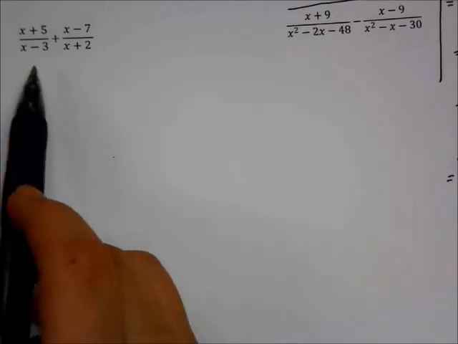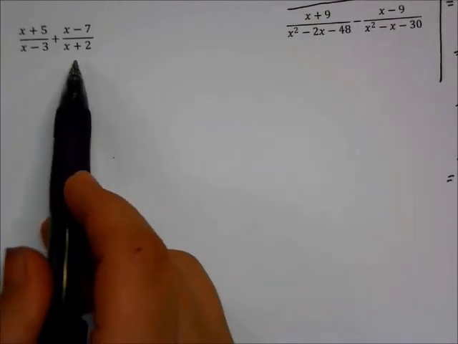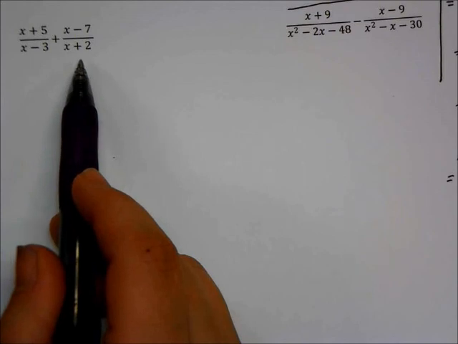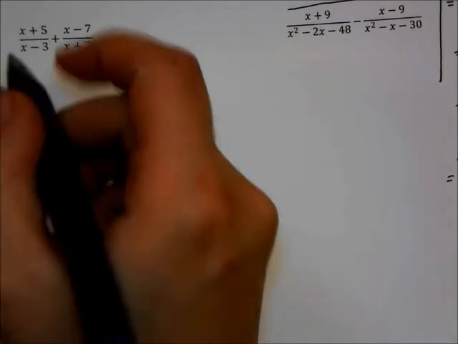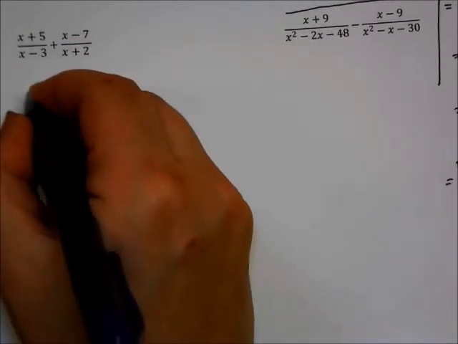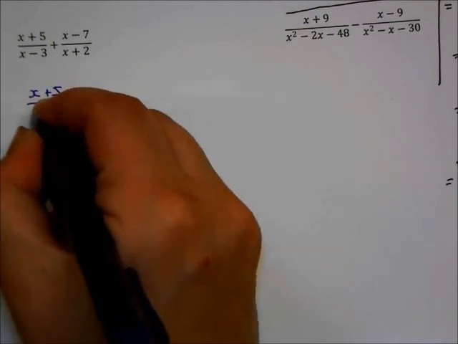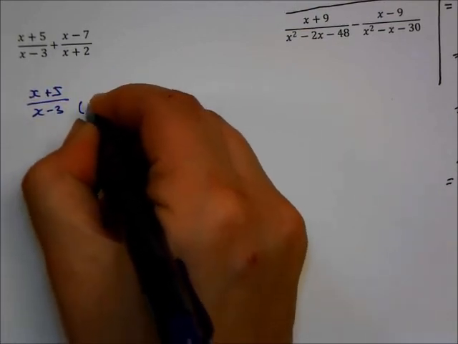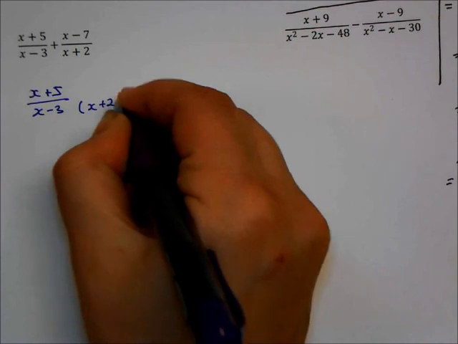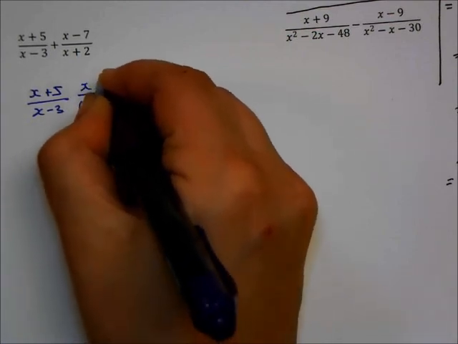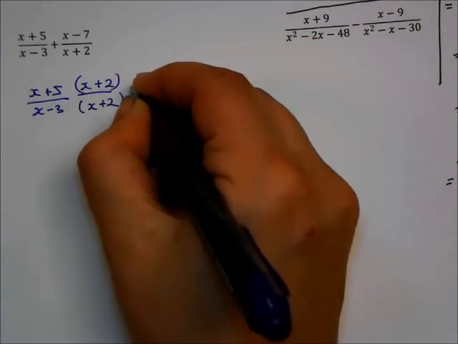So for this example, we need to find a common denominator between x minus 3 and x plus 2. And there is no common denominator. What we're going to have to do is multiply the first fraction by the denominator of the second one. But whatever you do to the bottom, you got to do the top.